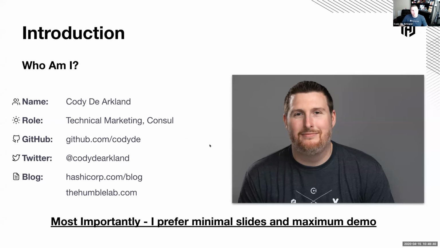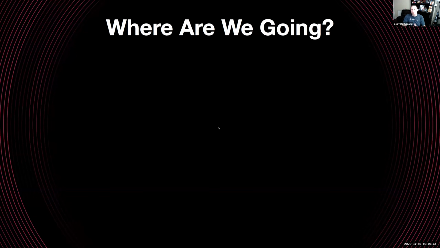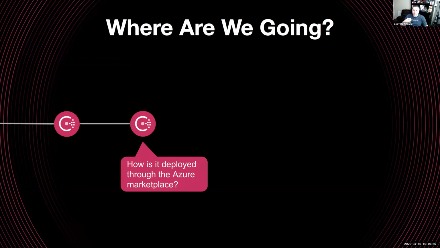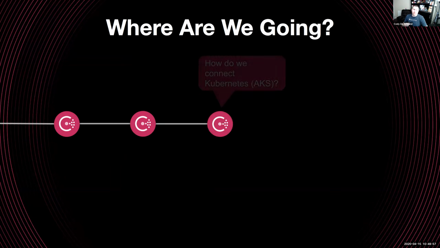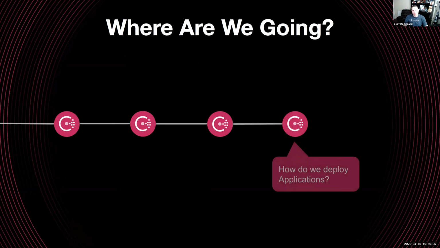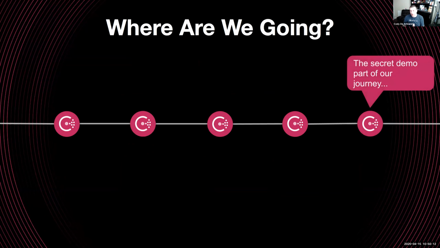use HCS. So let's talk a little bit about where we're going to go through in this demo. We're going to talk a little bit about what HashiCorp Consul Service on Azure is, at its core as far as the product goes. We're going to talk a little bit about how we get it deployed through the Azure Marketplace. From there, we're going to bring an Azure Kubernetes cluster into that HCS cluster. We are then going to talk about how we deploy applications and have them available inside of the platform. And then finally, we're going to jump into a little bit of a secret part of the demo that we're going to hope doesn't break.